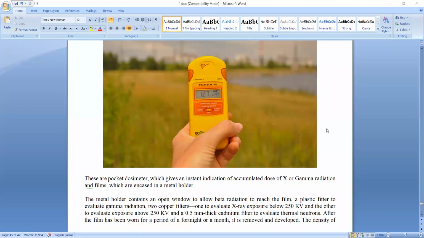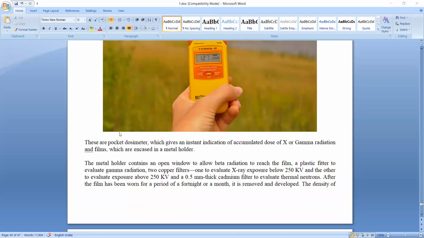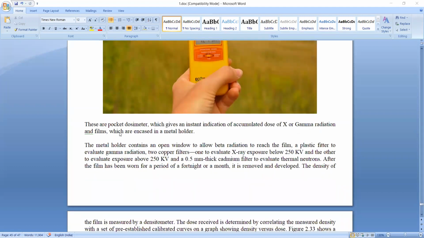Suppose there is radiation around the equipment, by using this dosimeter we can measure it with the help of films. When radiation is exposed on the film, it automatically causes changes in the film, which gives the measurement of how much radiation there is around the equipment. Okay, simple.